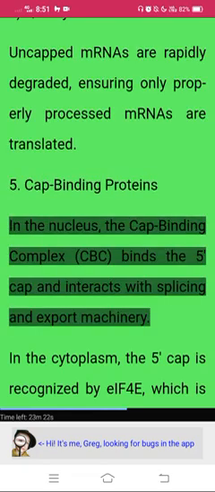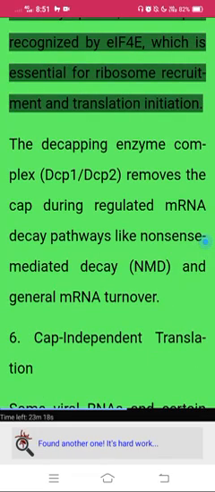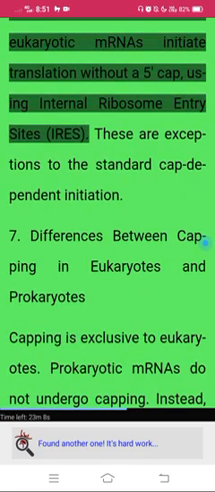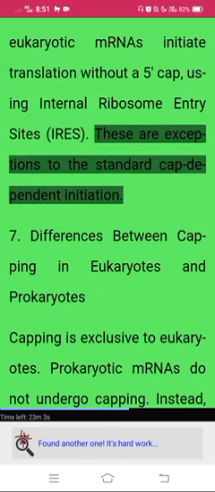5. Cap binding proteins. In the nucleus, the cap binding complex, CBC, binds the 5' cap and interacts with splicing and export machinery. In the cytoplasm, the 5' cap is recognized by eIF4E, which is essential for ribosome recruitment and translation initiation. The decapping enzyme complex, DCP1-DCP2, removes the cap during regulated mRNA decay pathways like nonsense-mediated decay, NMD, and general mRNA turnover. 6. Cap-independent translation. Some viral RNAs and certain eukaryotic mRNAs initiate translation without a 5' cap, using internal ribosome entry sites, IRES. These are exceptions to the standard cap-dependent initiation.